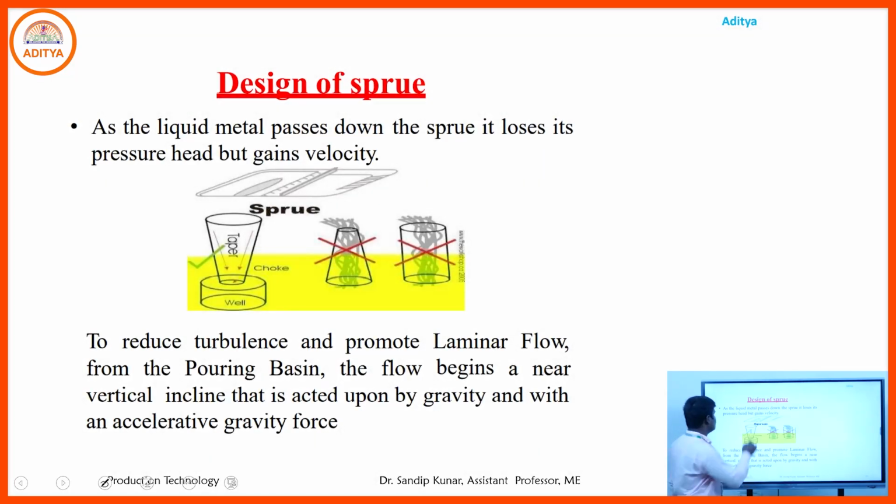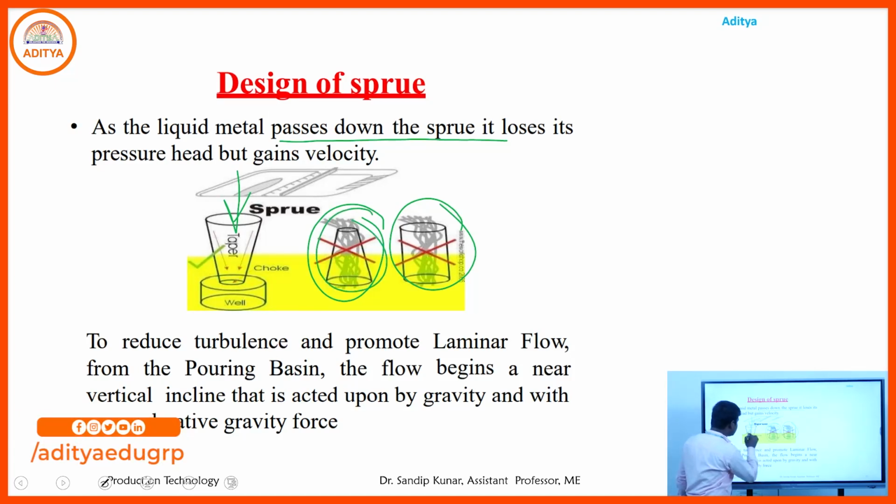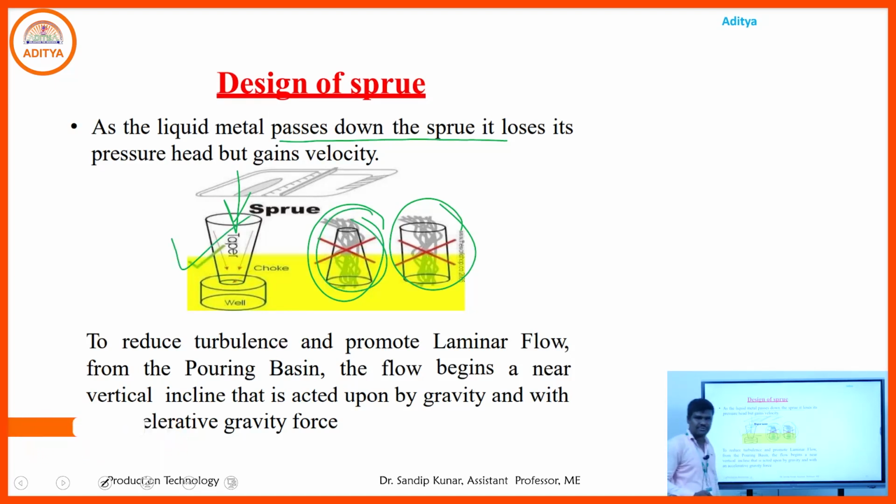Design of the sprue. As liquid metal passes down the sprue, it loses its pressure head but gains velocity. So always avoid that type of shape for the sprue, and always take the taper type, conical type shape. That is the main shape of that particular sprue system.